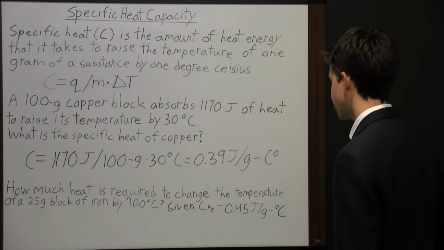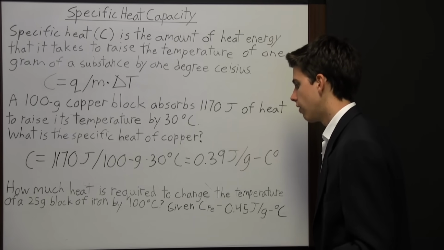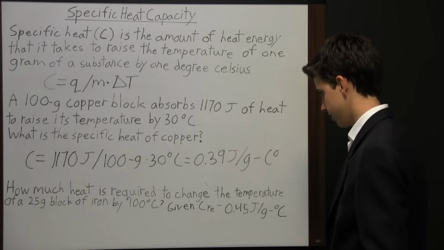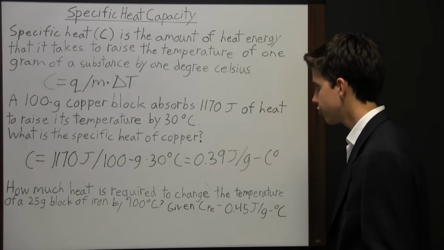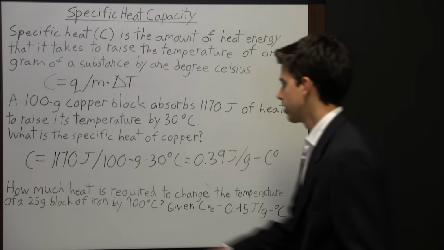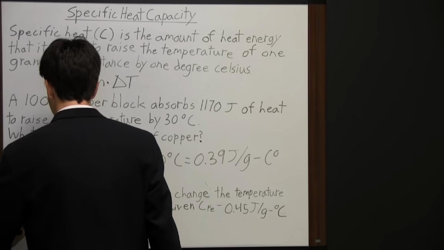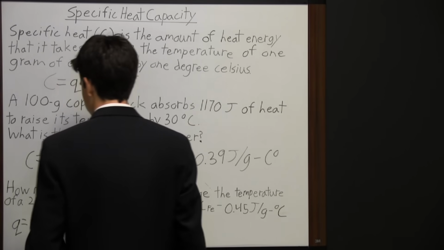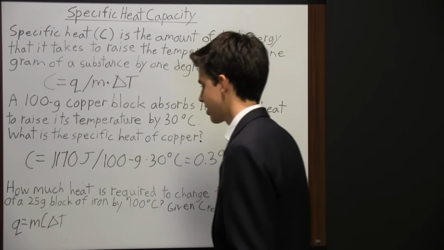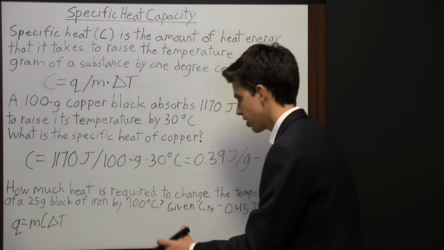How much heat is required to change the temperature of a 25-gram block of iron by 100 degrees Celsius? And then we're given the specific heat of iron. And so here we're looking for the change in heat. So we're looking for Q, so we have to rearrange the equation to solve for Q. So here, to solve for Q, we're multiplying the mass times the specific heat of iron times the change in temperature. So now we just need to plug in the numbers.